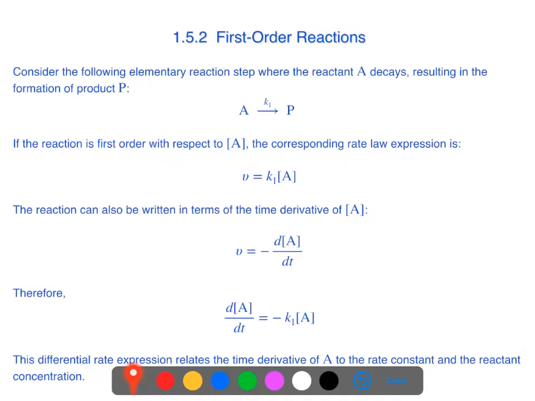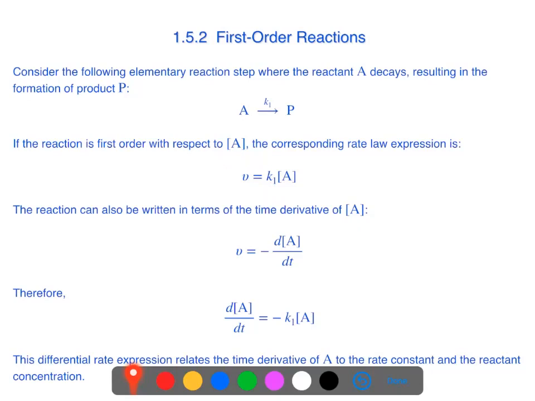In this video, we're going to cover section 1.5.2 on first-order reactions. Let's consider the following elementary reaction step, where the reactant A decays, resulting in the formation of product P. If the reaction is first order with respect to the concentration of A, the corresponding rate law expression is as follows. The overall rate will be equal to the rate constant K1 multiplied by the concentration of A.